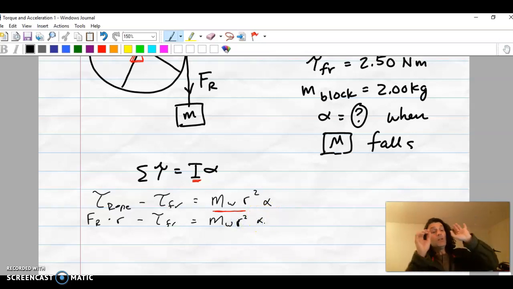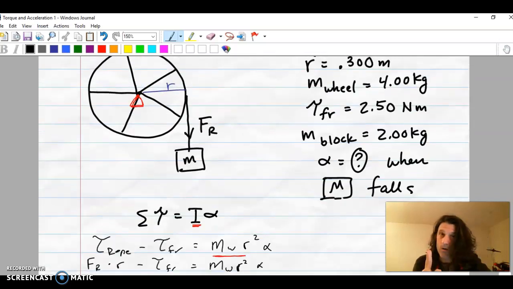All right, now, please do not make this mistake. Do not call the force in the rope mg, because it's not mg, all right? The force in that rope is not the mass times gravity of the pulley.